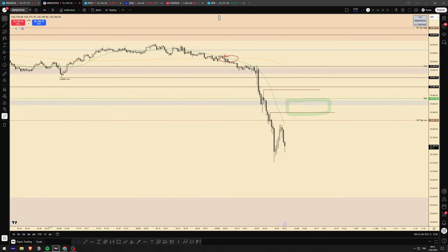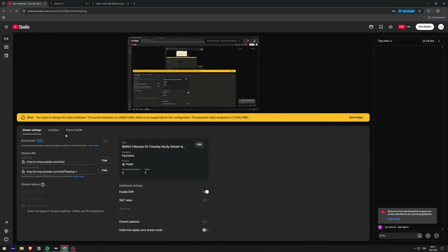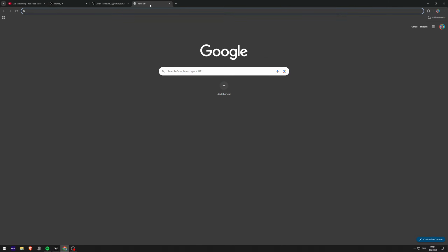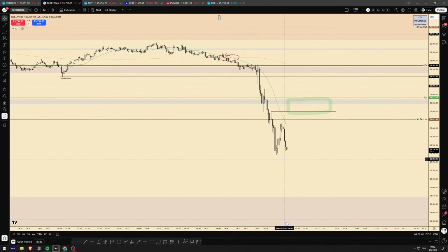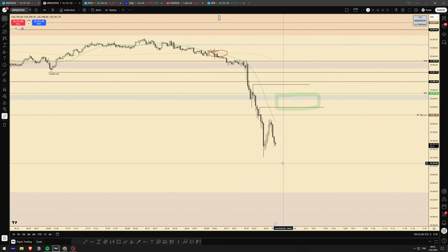So also most of the time we can see economic news, red folder news, or government shutdown once again. News doesn't really matter with the shutdown, but I still like to wait.